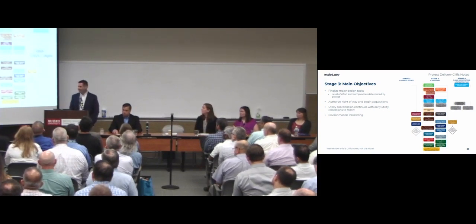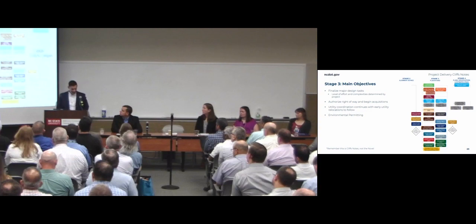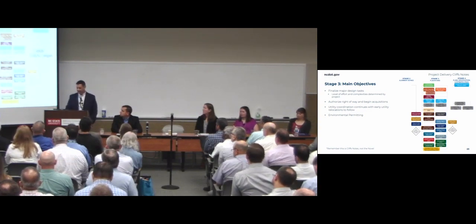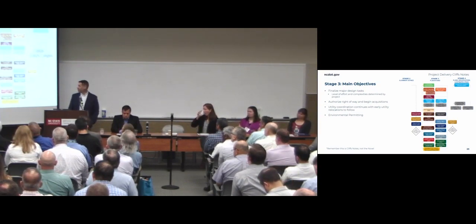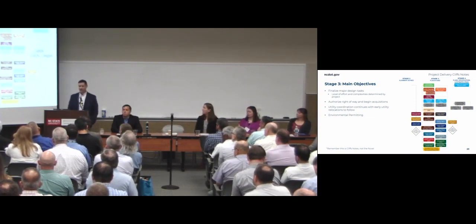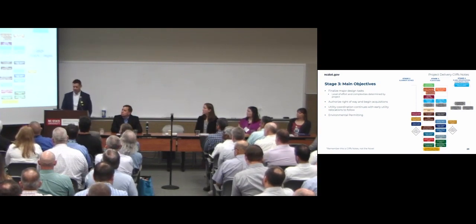We're not going to dig into all this. Obviously, this is the Cliff's Notes, not the novel. If you want the novel, you're going to want to come to the project management training that you've heard about yesterday from Sean and Jennifer. But as you look at stage 3, you're going to be looking at finalizing your major design tasks. That's going to be occurring throughout. And each project, as you've heard, depends on the level of the project, the complexity, the scope, and that is going to determine how much of this is used. So let the project drive the process, not the PDN.